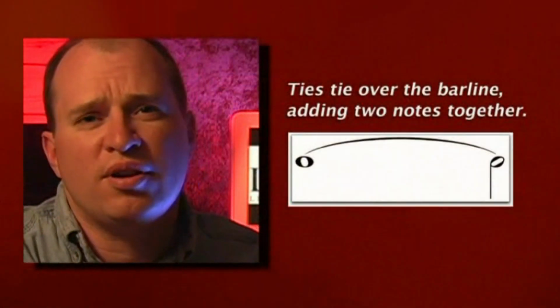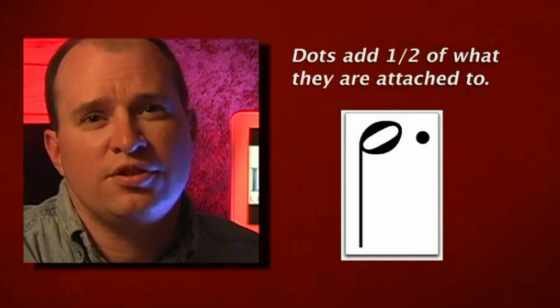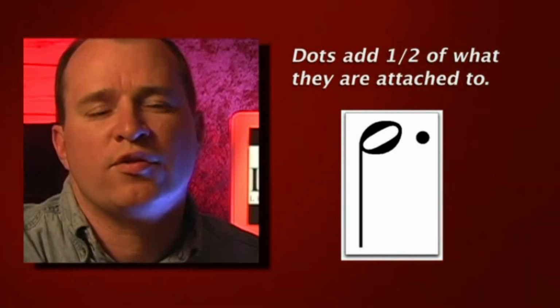Remember what we talked about last time. We have ties, we have dots. Ties tie over the bar line, and you add those two notes together. Dots, what do dots do? Dots add half of whatever they're attached to. Mainly you're going to see them attached to half notes, so a dot attached to a half note would actually get 3 beats. Okay, let's start going through some of these exercises.